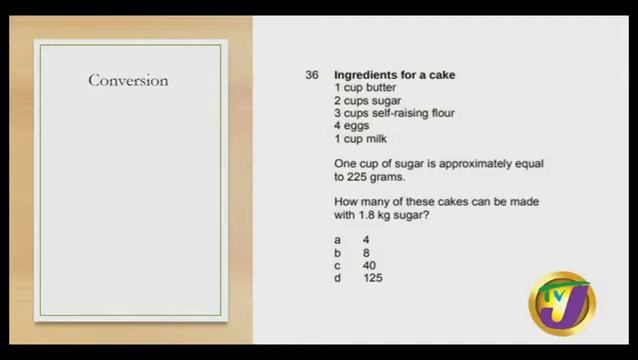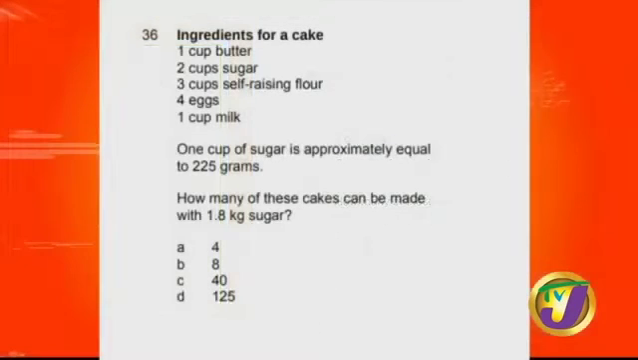Ingredients for a cake. So you're baking a cake, and this is the ingredients for it. So you have 1 cup butter, 2 cups of sugar, 3 cups self-raising flour, 4 eggs, 1 cup milk. 1 cup of sugar is approximately equal to 225 grams. How many of these cakes can be made with 1.8 kilograms of sugar? What's the first thing you think you need to do?